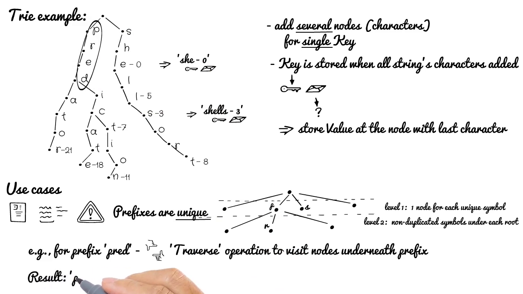In our case, we have the strings: predict, prediction, predicate, and predator. Very convenient. Once you found the prefix, just visit subtrees underneath. No need to search the rest of the trie, regardless of how large it is. That was about the prefix match use case.